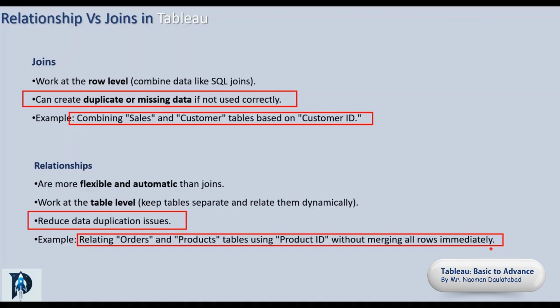In the next video we are going to explore another important topic in modeling, that is union. Why do we need union if we have joins and relationship? What different things does it offer?